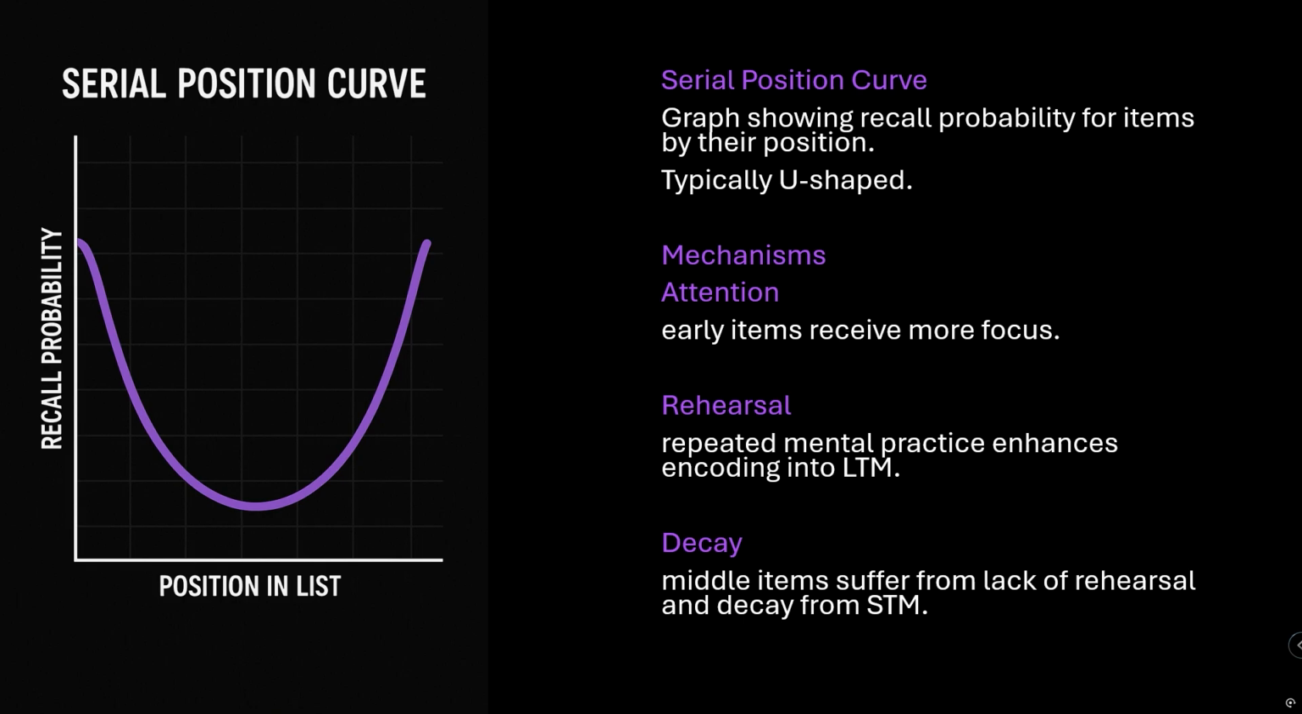The serial position curve. Here we can see an example of what that would look like. The serial position curve, a graph showing recall probability for items by their position, is typically U-shaped. Mechanisms: things like attention, rehearsal, and decay. Attention: early items receive more focus. Rehearsal: repeated mental practice enhances encoding into long-term memory. Decay: middle items suffer from lack of rehearsal and decay from short-term memory. So those middle items don't get rehearsed like the things at the beginning of the list do. Thus, we start to lose them and we get this U-shaped curve.